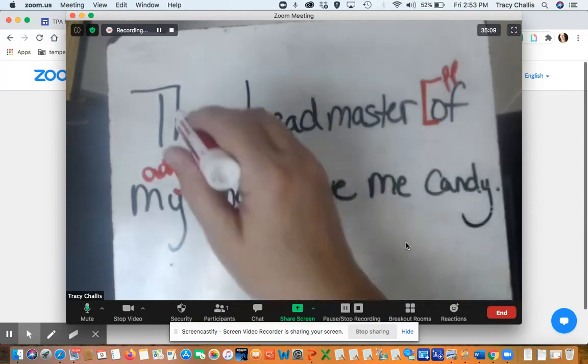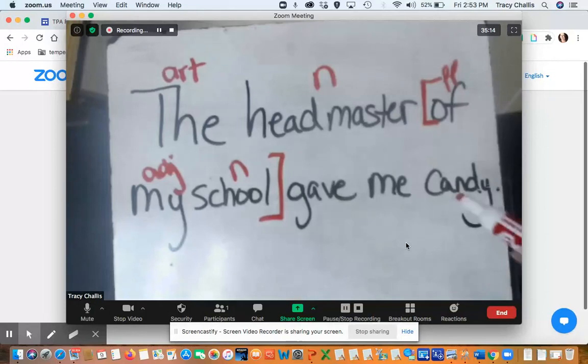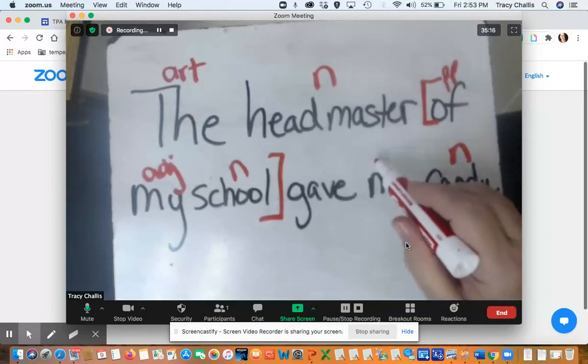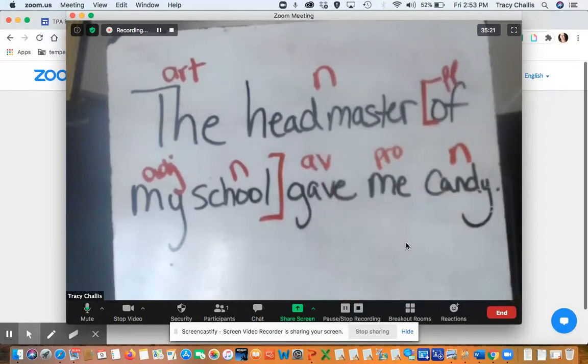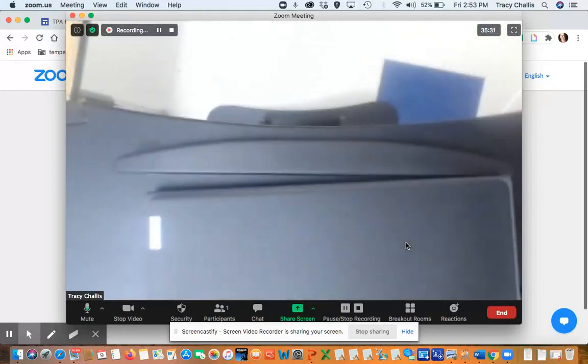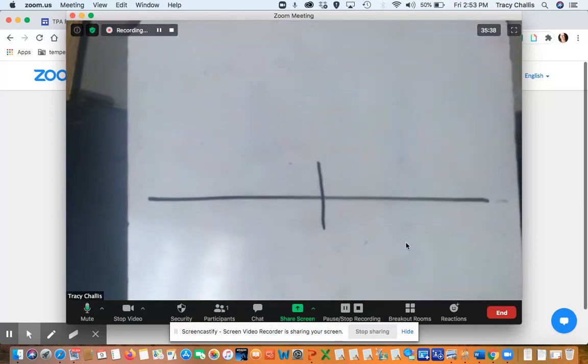So I'm going to do the rest. The is an article. Headmaster is a noun. Candy is a noun. Me is a pronoun. And gave is an action verb. We know how to label all of those. So make sure that you've got all of those labeled, and then we're going to think about how we need to diagram it. So get your basic sentence diagram in front of you. And remember that because we're putting modifiers on the subject side, it's a good idea to make your subject side maybe a little bit bigger at this point.